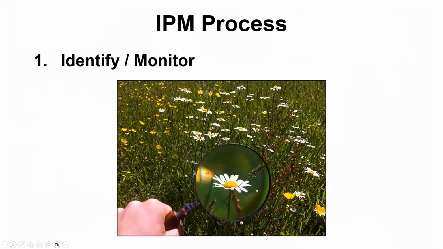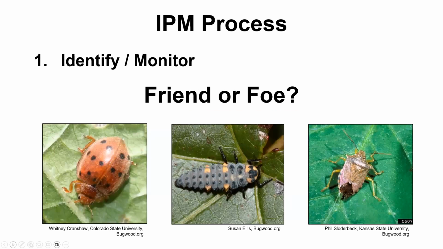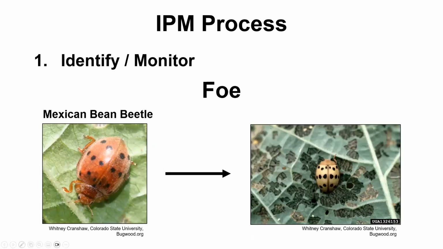First step in the IPM process is identifying and monitoring. So it's really important that when you're gardening, when you're out and about looking at your plants, seeing what's going on with them, seeing if there's insects, if there's disease, if something's eating it, if the leaves are changing, becoming a weird color. So that's really, really important. And when you find a pest, such as these beautiful insects here, it's really important to figure out what they are. This is a Mexican bean beetle.